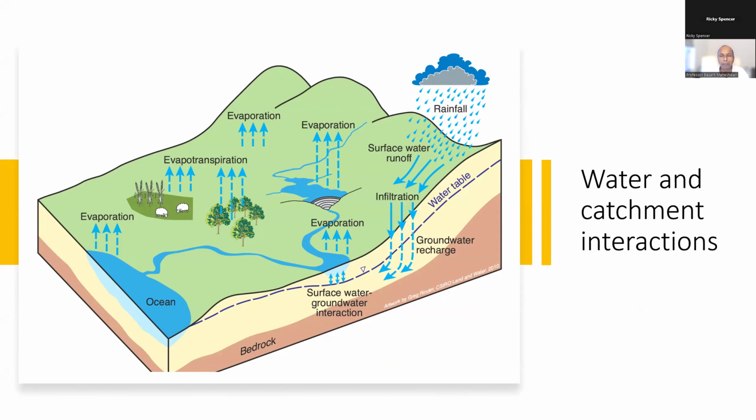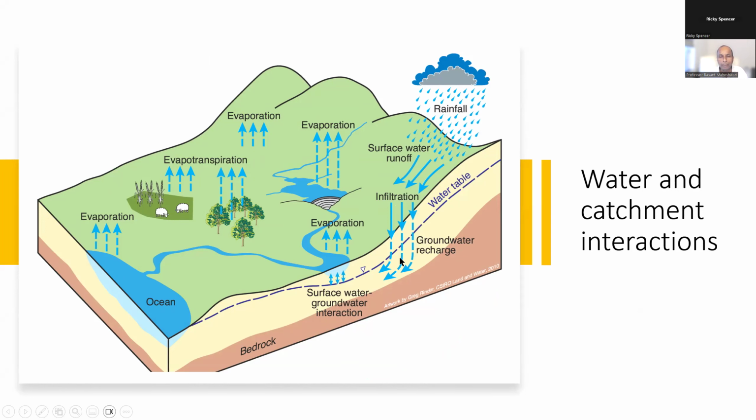So now coming to catchment. What are the interactions happening? In any catchment, evaporation from water bodies is happening. Evapotranspiration is happening from the plants and soil or trees. And then through evaporation, clouds are formed, rain happens, and there is surface runoff.